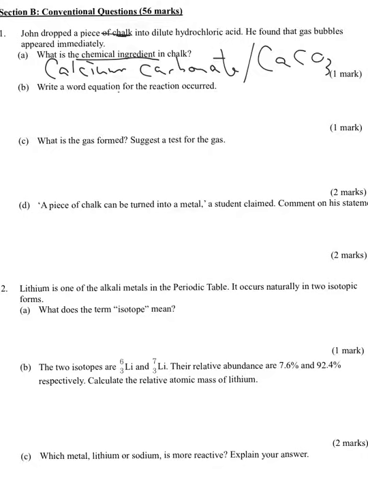Now we write down a word equation for the reaction that occurred, and at that time I asked you to remember the word equation. Of course, start from the chapter after bonding, you should know how to write a chemical equation. But for this paper, you need to write down the word equation as calcium carbonate reacts with hydrochloric acid.